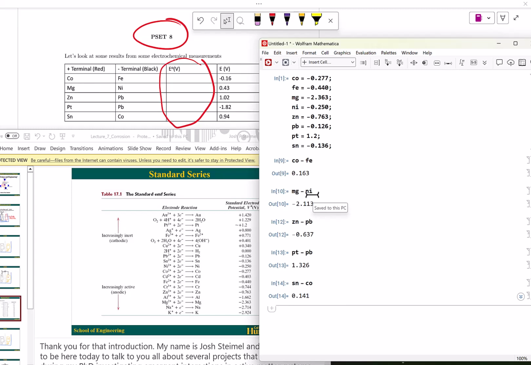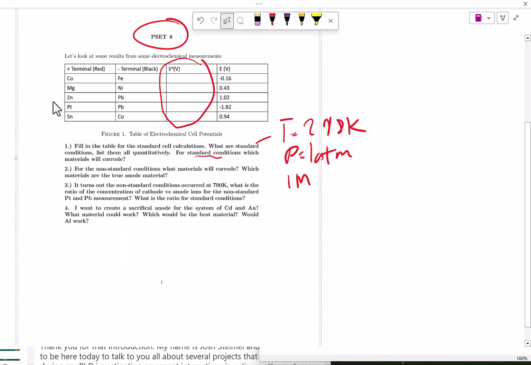So there we go. What's going to corrode here? Iron will corrode because we're losing electrons there. Mg will corrode, zinc will corrode, Pb will corrode, and then here Co will corrode. For the non-standard conditions, what materials will corrode? Here it would be this, this, this, this, and this, based again on where those electrons are flowing in the terminal.